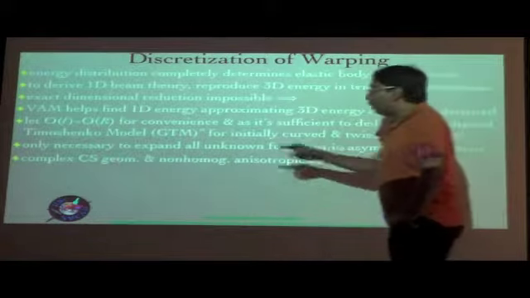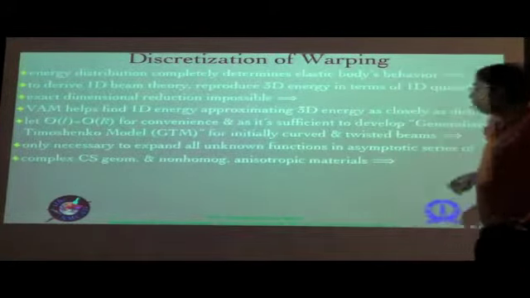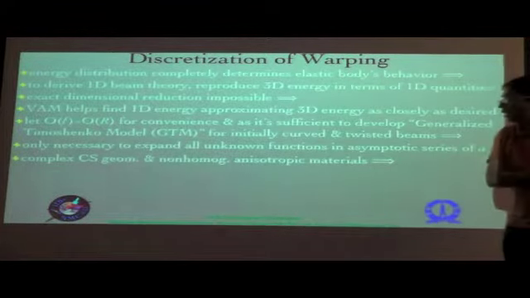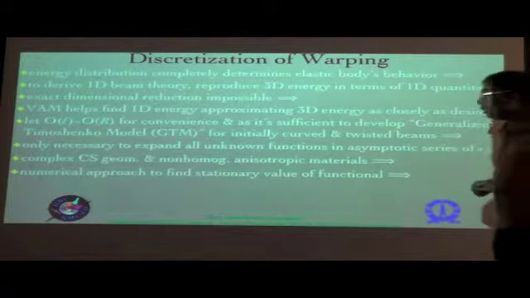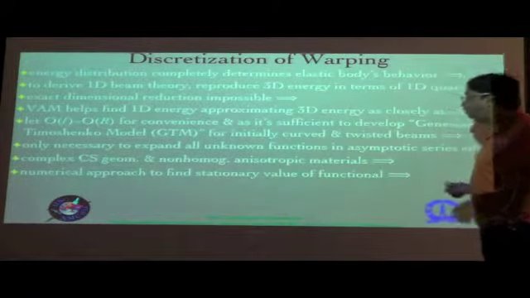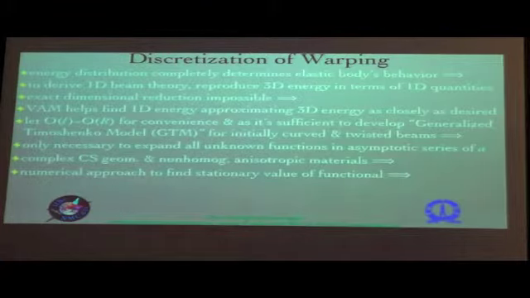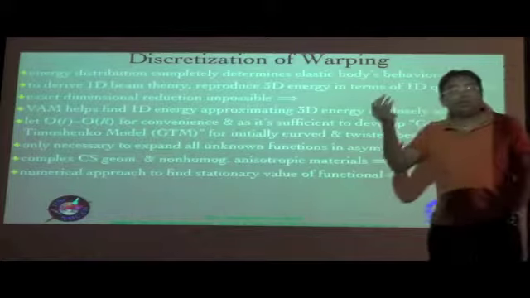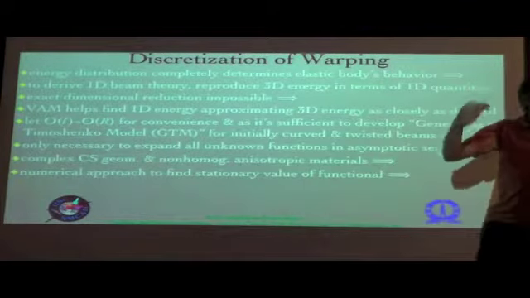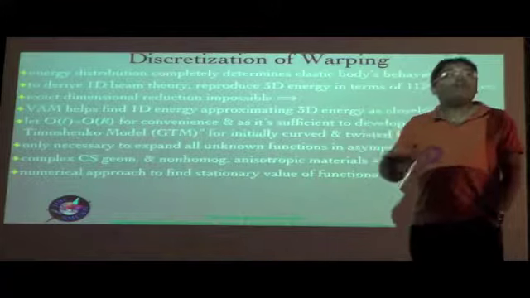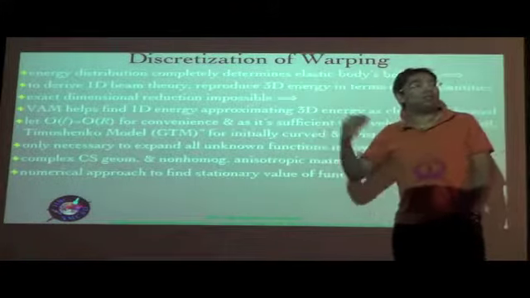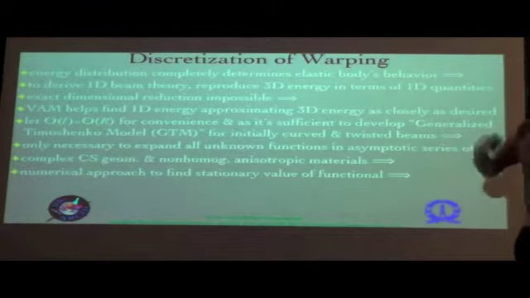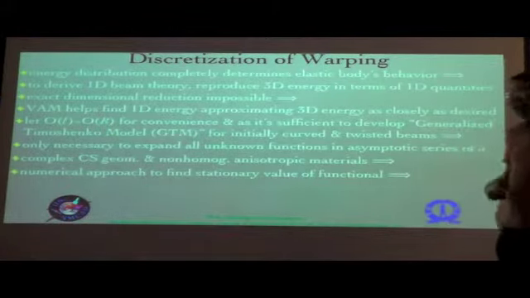Now the complex cross-sectional geometry and non-homogeneous anisotropic material that we are going to deal with for the general composite case means that the numerical approach to find the stationary value of the functional is indispensable. You cannot go for analytical solutions except for some simple geometries like a rectangular strip, or cross sections which can be construed as basically made out of a number of such strips, like an I section or a Z section, etc.